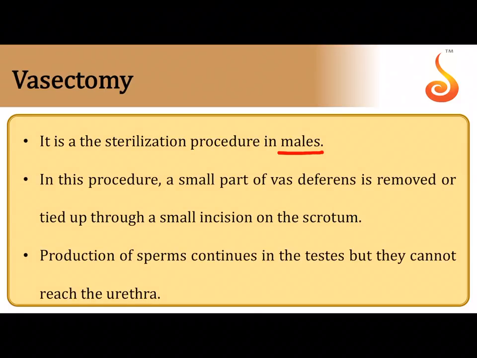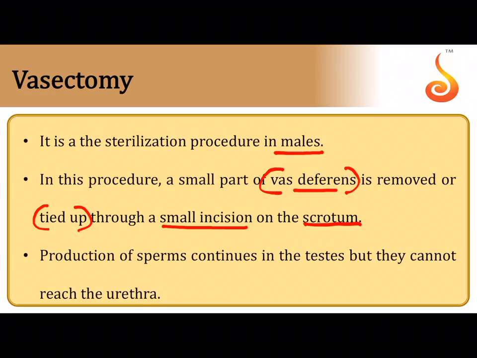So vasectomy is a procedure specific to male. Here a small part of the vas deferens is removed, or it is cut and tied, by making a small cut in the scrotum. So the doctor makes a small incision in the scrotum. He pulls out the vas deferens. He either removes the vas deferens entirely or it is tied up.